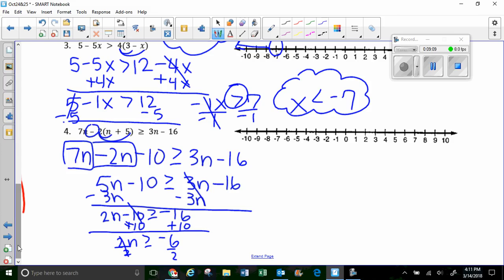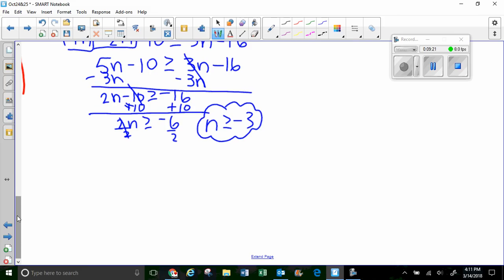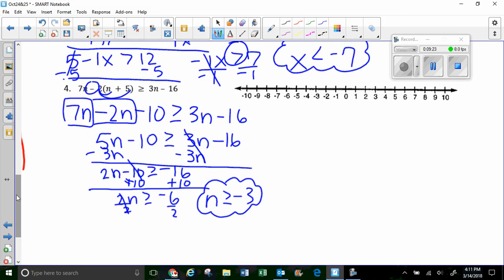And I am not going to flip my inequality symbol here because what I divided by on both sides of the equation, positive 2, was a positive number. So I don't need to change my inequality symbol at all. Go up to your number line, draw a closed circle on negative 3. Because it's got the or equal to, the line underneath, and then draw your arrow to the right.